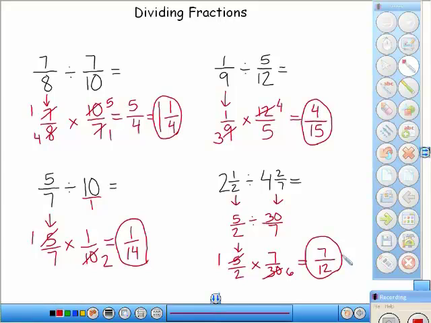So that's how we do it. When you're going to divide fractions, you're really multiplying by the reciprocal. Rewrite the first number, flip the sign to times, and flip the second fraction, and then multiply. That's it.